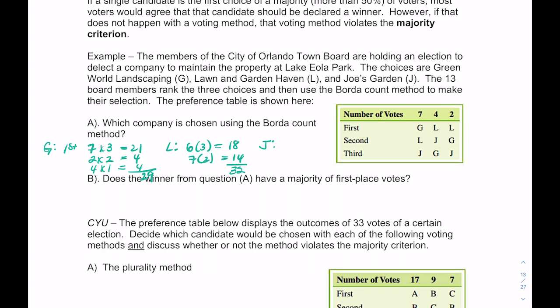No one voted for Joe's first place. So we've got 4 times 2 for second, and then 9 times 1, which is 7 plus 2. That's where the 9 is coming from. When we add those up, we get 17. As you can see here, Lawn and Garden Haven were the winners because they got the most points.